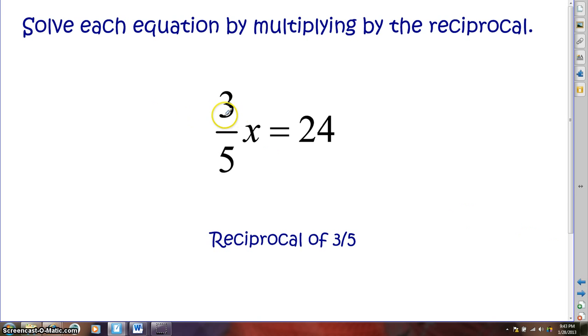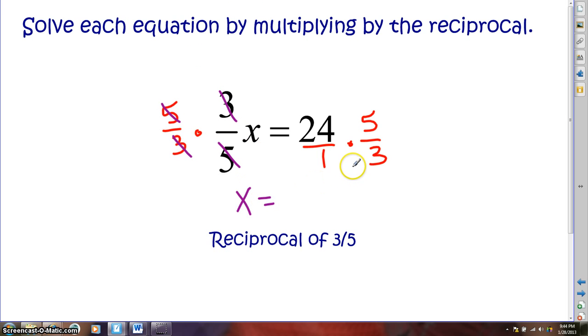Try one last question. Reciprocal of 3/5. Flip that upside down, which means we are multiplying by 5/3. And if we multiply this side by 5/3 as well, the 5's cancel out, the 3's cancel out, so on the left we just have an x, and over here on the right those will cancel, leaving us an 8. 8 times 5 makes 40.